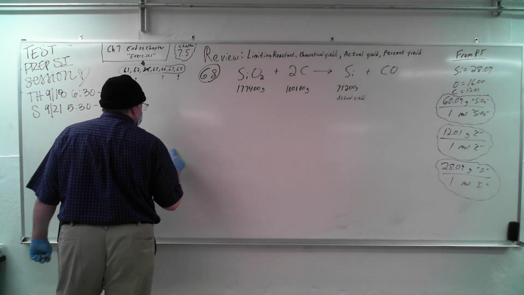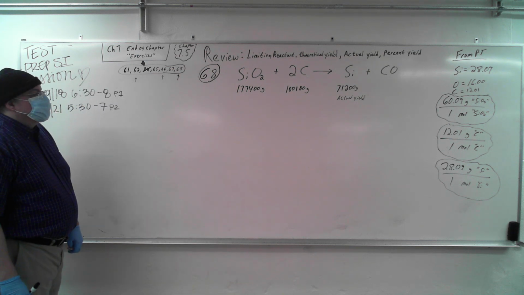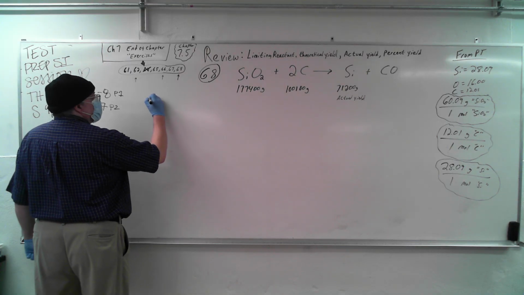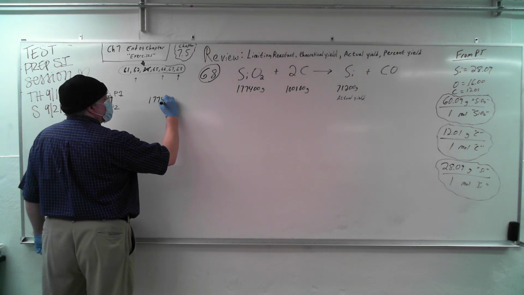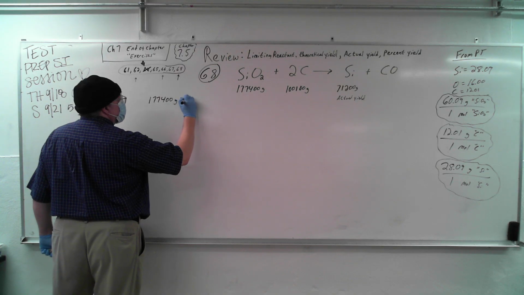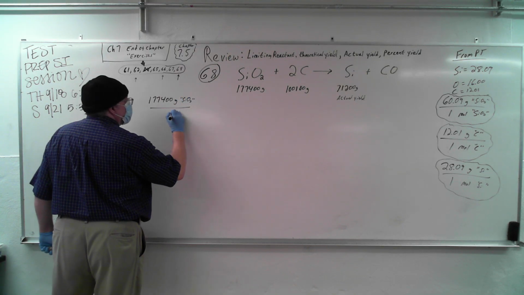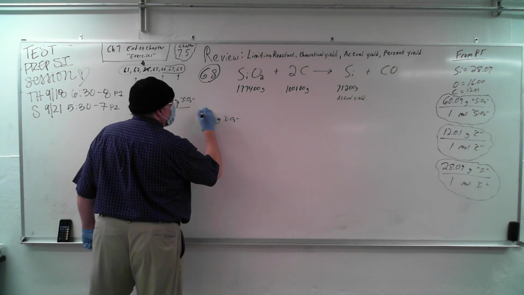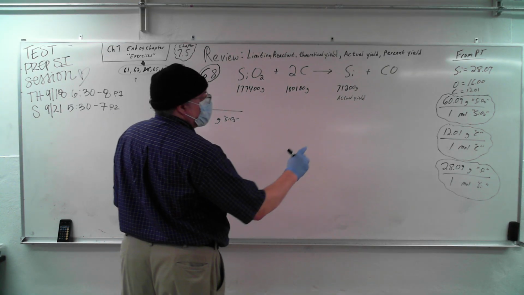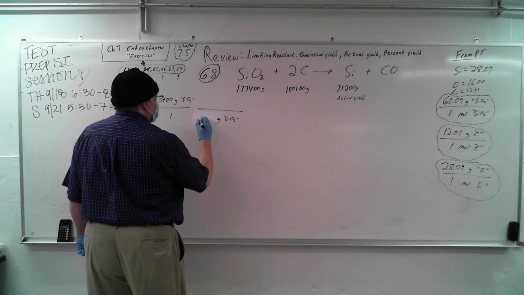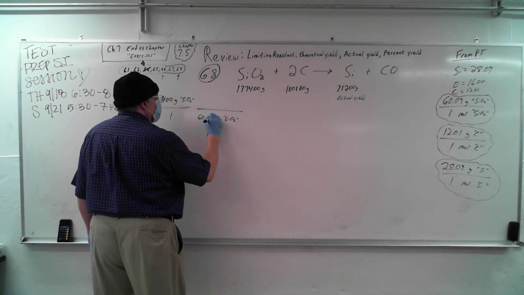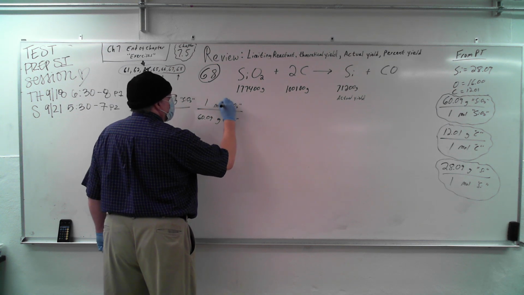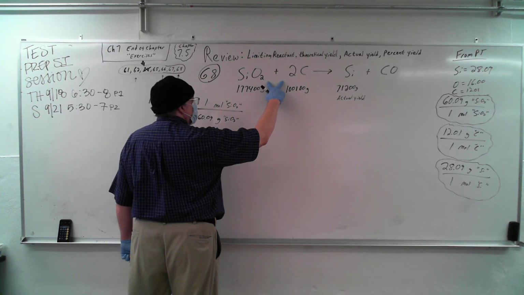All right. Pick one. We got to find the limiting reactant. I'm just going to pick SiO2. And go 177,400 grams SiO2. Grams of SiO2 on the bottom. 60.09 grams is 1 mole SiO2. Now we need the molar ratio of the two reactants.